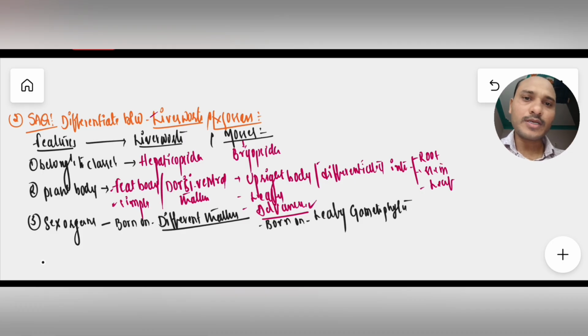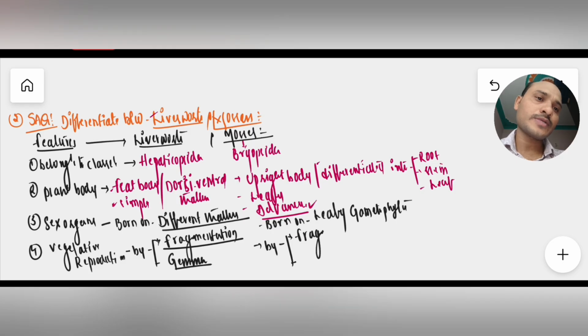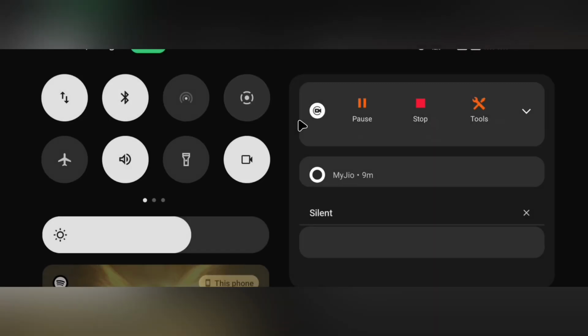Okay. Next, the fourth character here, vegetative reproduction. So vegetative reproduction in liverworts is by two important methods: by fragmentation, and also by budding, through gemmae. Here remember gemmae. Okay, and one more difference.